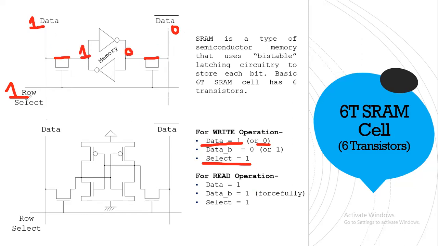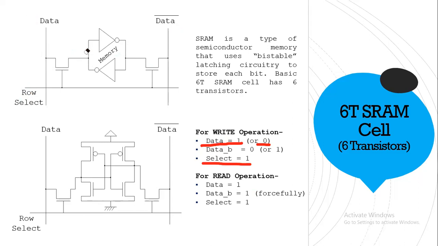After that, you will deselect the select line. That means you will give 0 here. Once you give 0 here, this NMOS will be off so that no data can go inside and no data can come out. So that will remain there. That is the write operation.